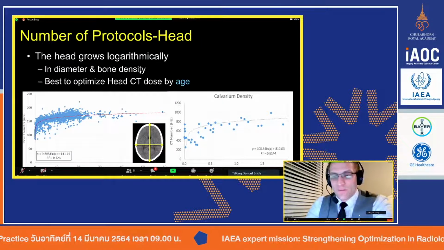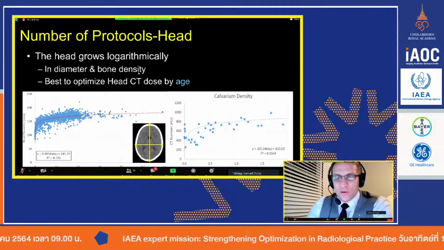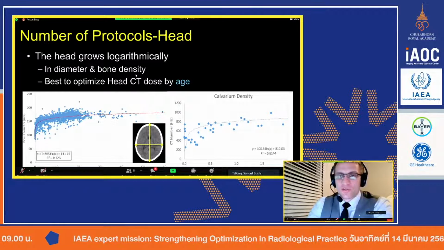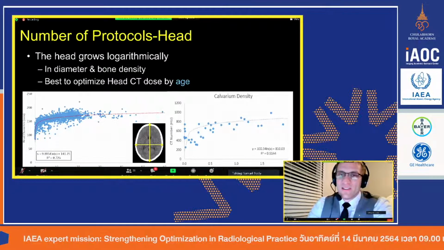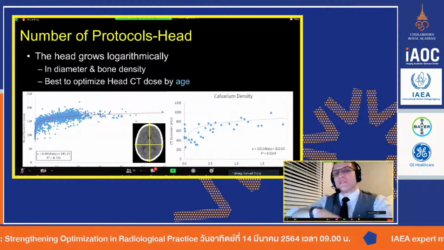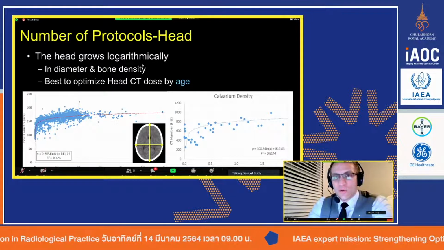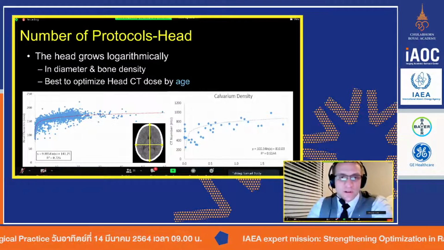Whereas if you're looking for subtle bleeds or low contrast tumor or something, then yeah, noise could obscure that, and so you would need to make an appropriate adjustment to make sure the protocol is set up to acquire a little higher radiation dose in that regard.